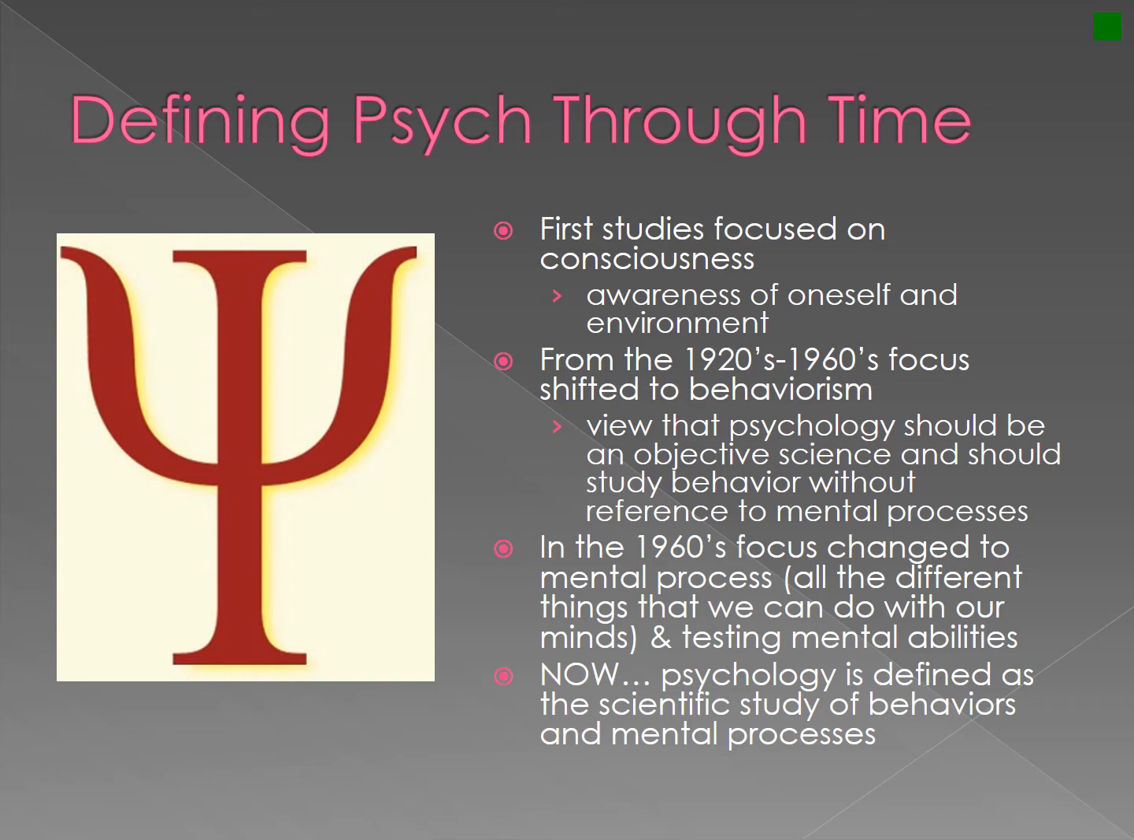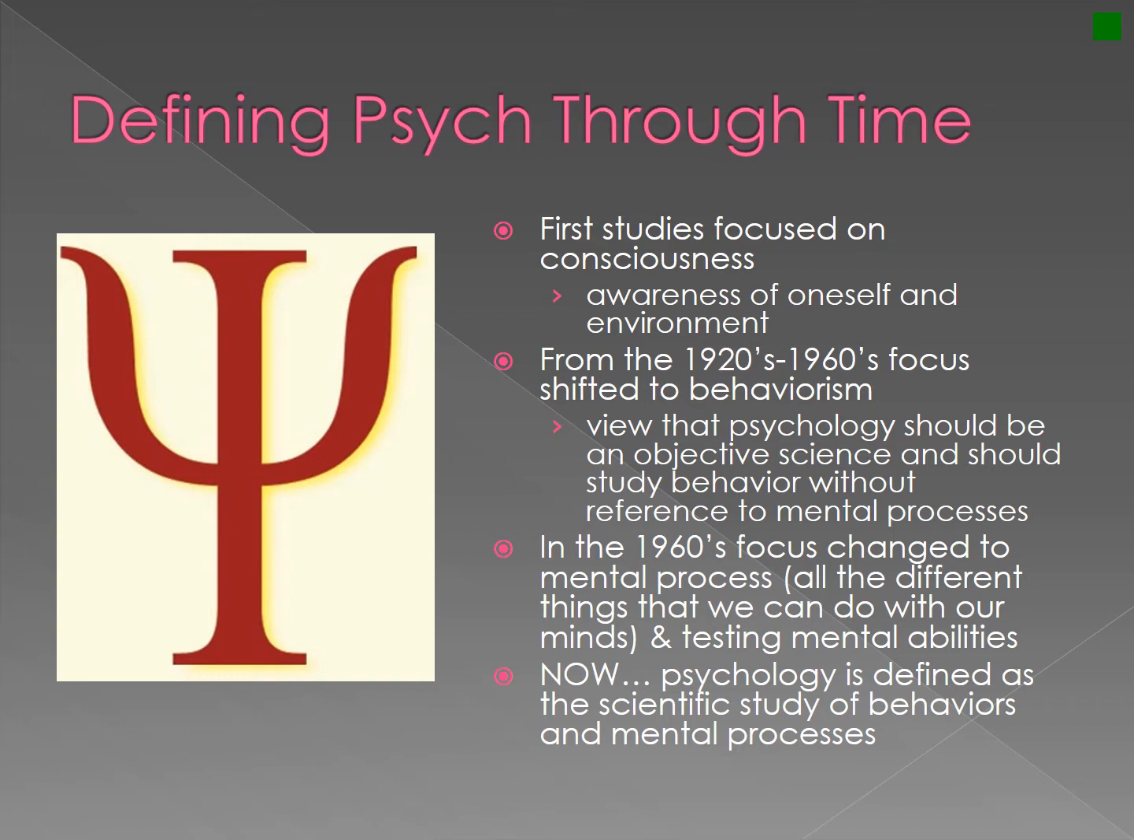All right, so with behaviorism from the 20s to the 60s, the view was that psychology should be an objective science and should study behavior without reference to mental processes. So they're like, we don't know what's going on inside your mind. We can only focus on what we can actually see. That's observable, right? So these unconscious desires, this introspection, we don't really know what's going on there. So the shift focused to behaviorism, and it only focused on actions that you could actually see.